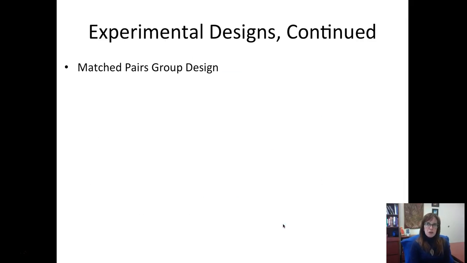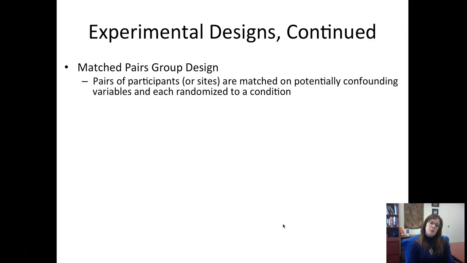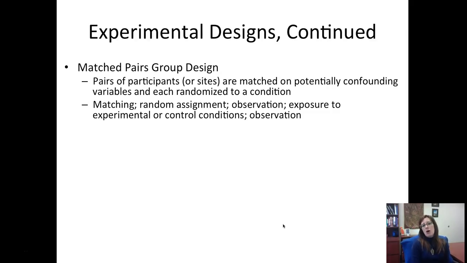And so, as I mentioned before, sometimes we match our groups. So there are some experimental designs that capitalize on this matching technique. In a matched pairs group design, there are pairs of participants or sometimes sites, like clinics or hospitals or schools, that are matched on a variety of variables that we think may have an effect. Again, it could be socioeconomic status, location, all sorts of things that we think may have an impact, and we can match our people or our sites on those variables.